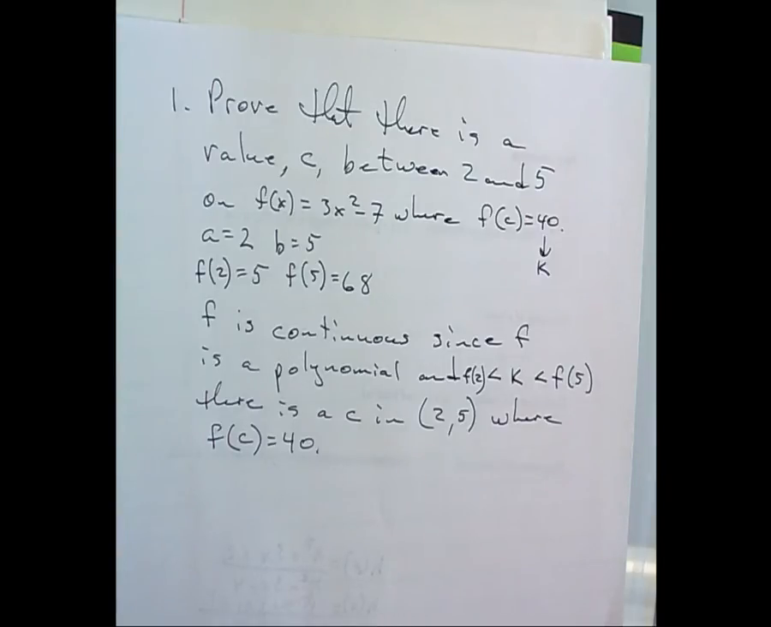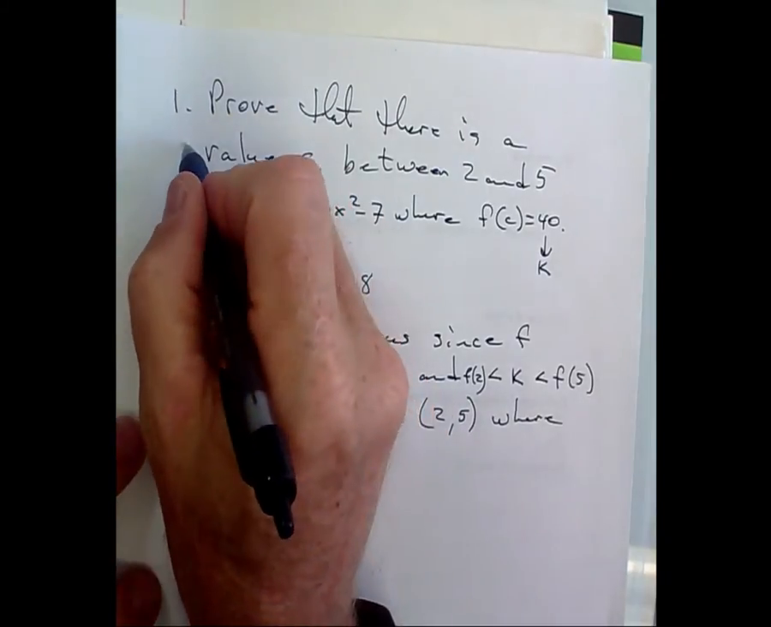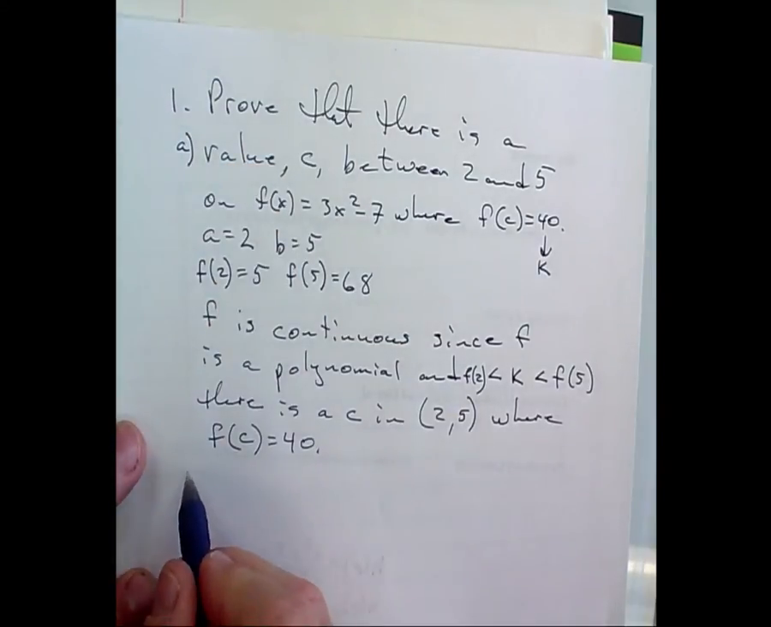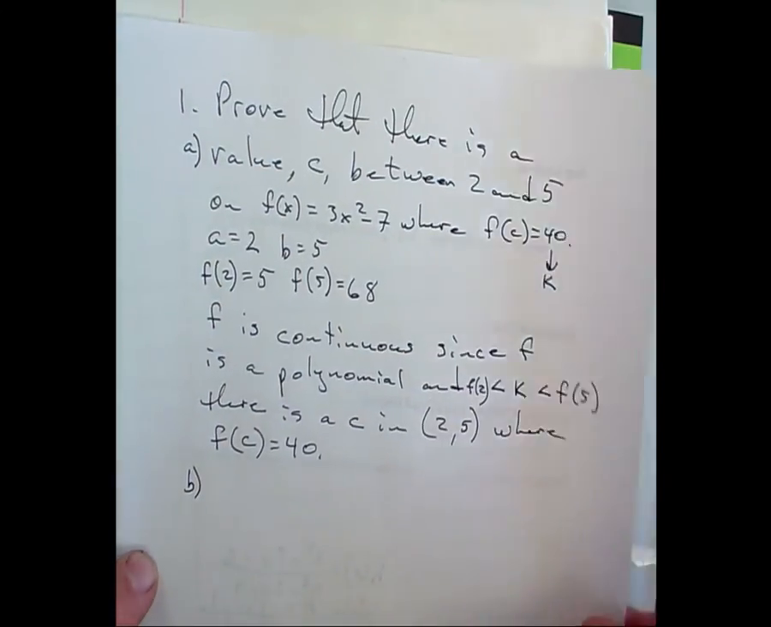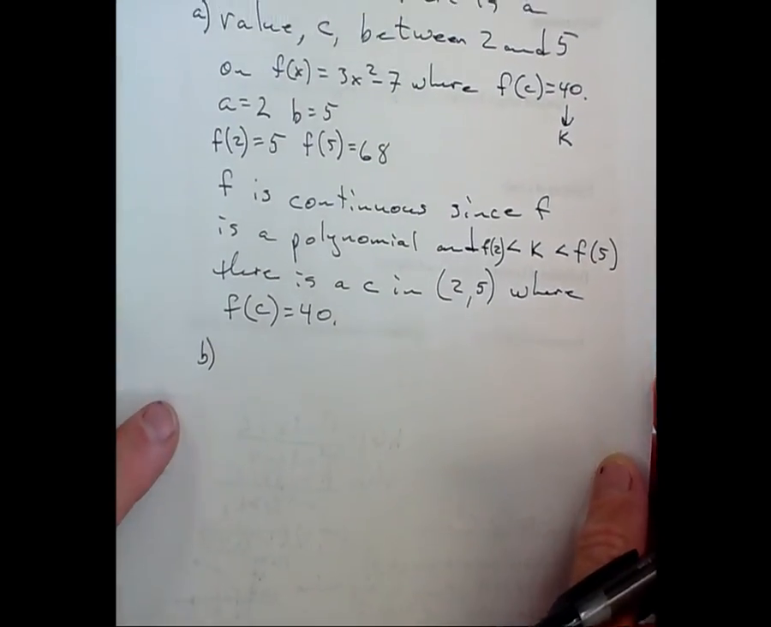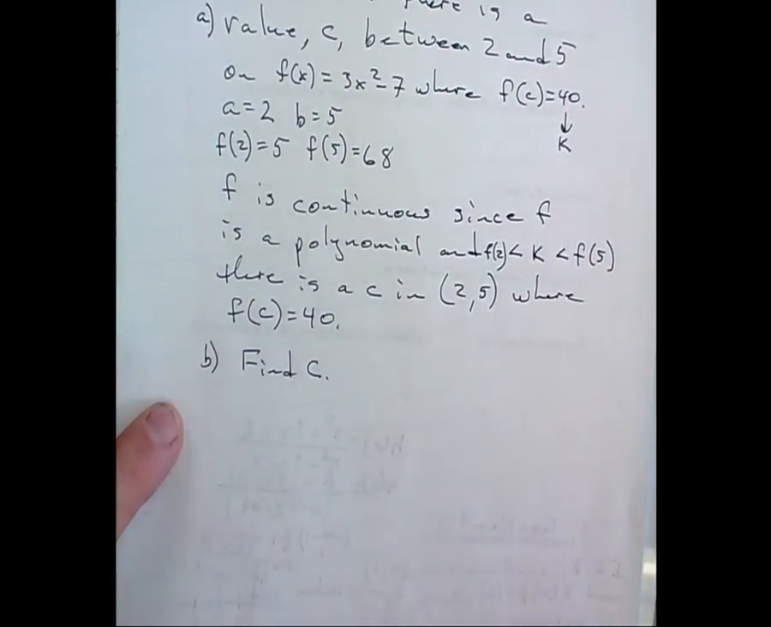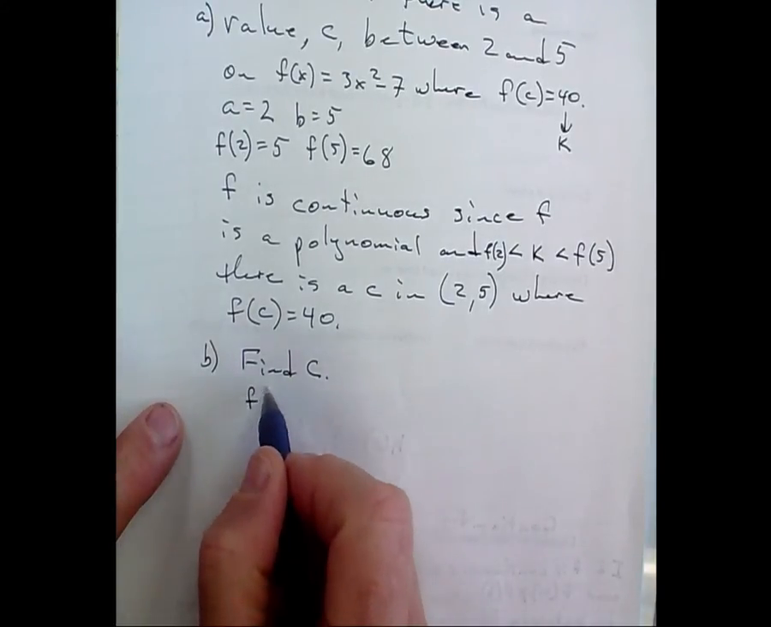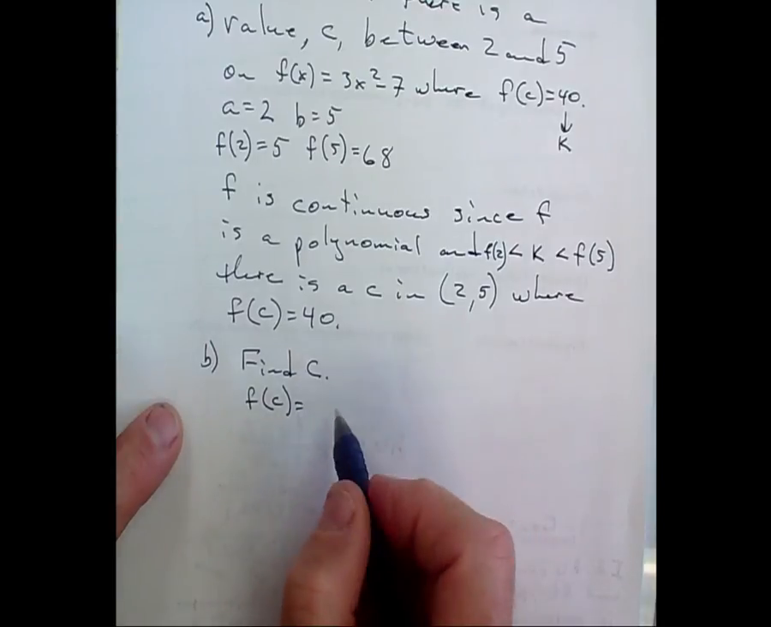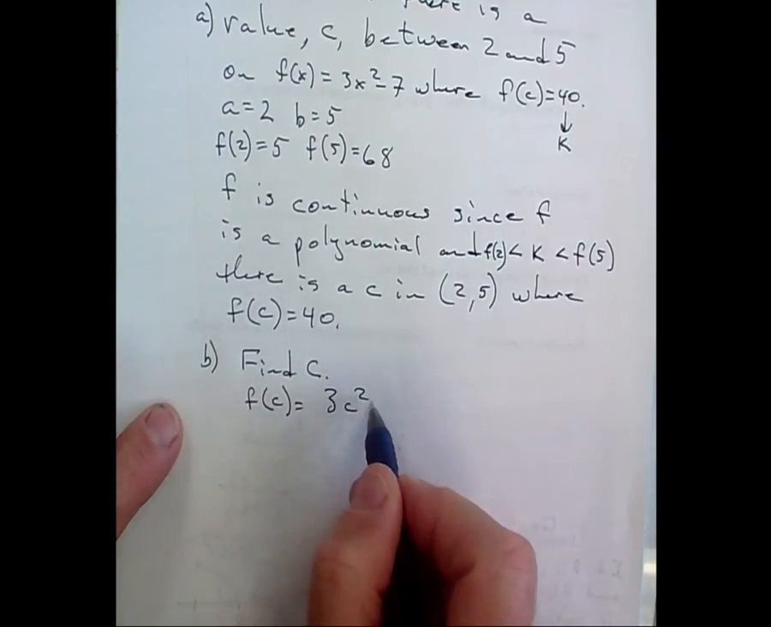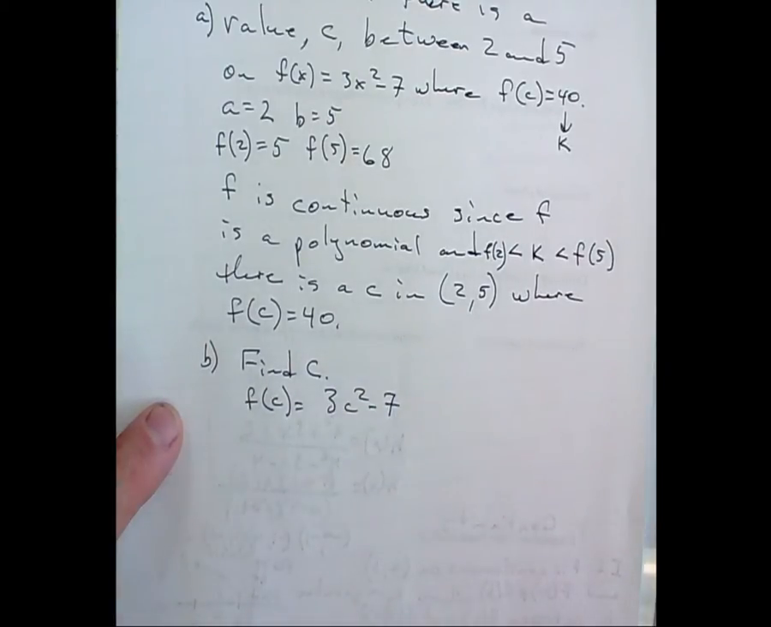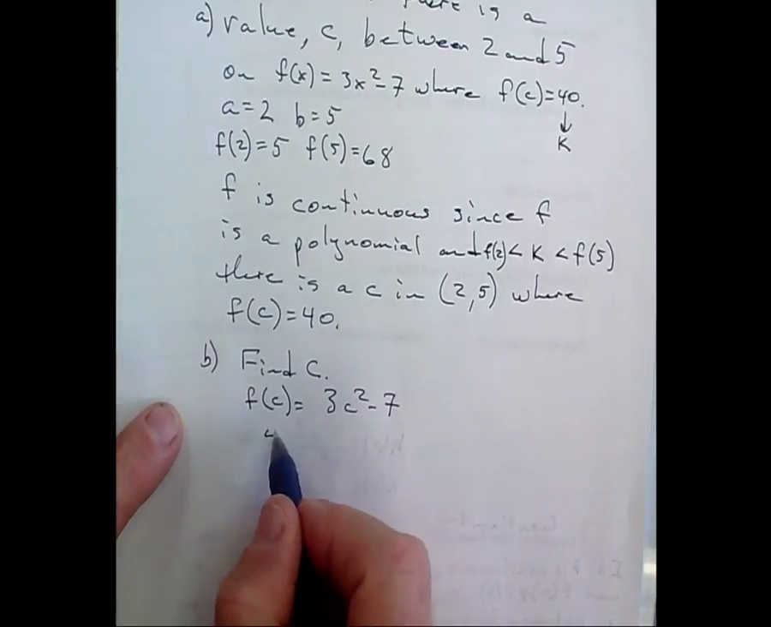Process is the same. Now, a lot of times in AP, they have a part A and a part B. You'll see that on the homework too. They might say this, find C. So if I plug C into that, I get 3c squared minus 7. Would you agree? And I know that has to equal 40.